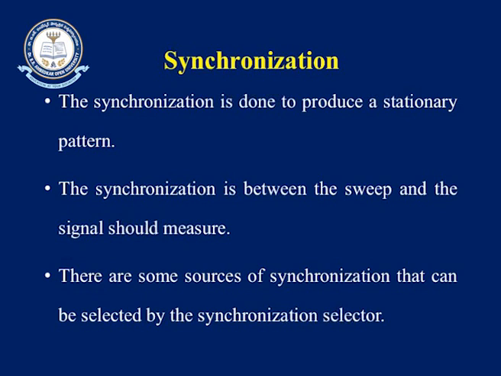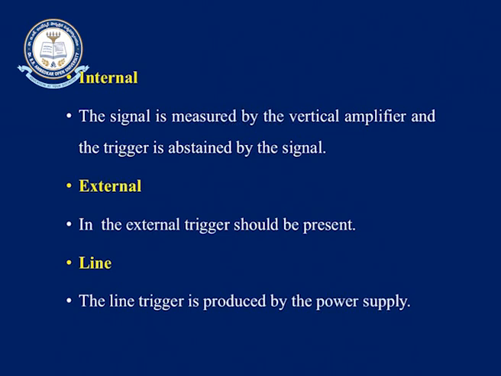The source of synchronization can be selected by the synchronization selector: internal, external, and line. Internal means the signal measured at the vertical amplifier is used to obtain the trigger. For external, the trigger must be supplied externally. Line trigger means the trigger is produced by the power supply.